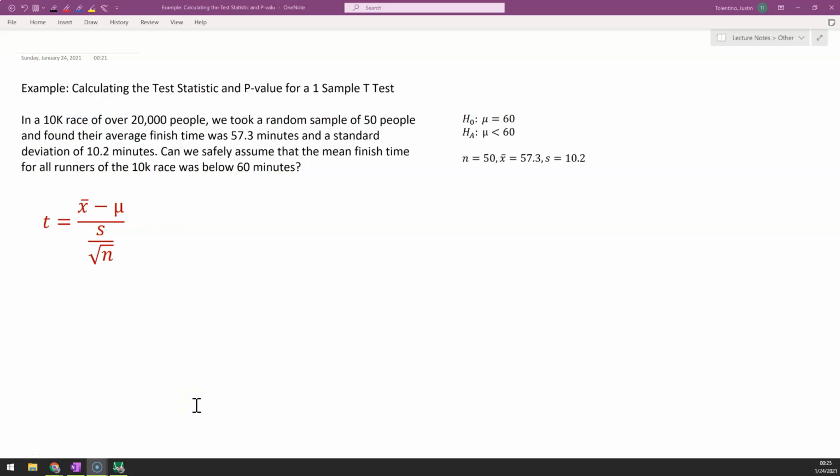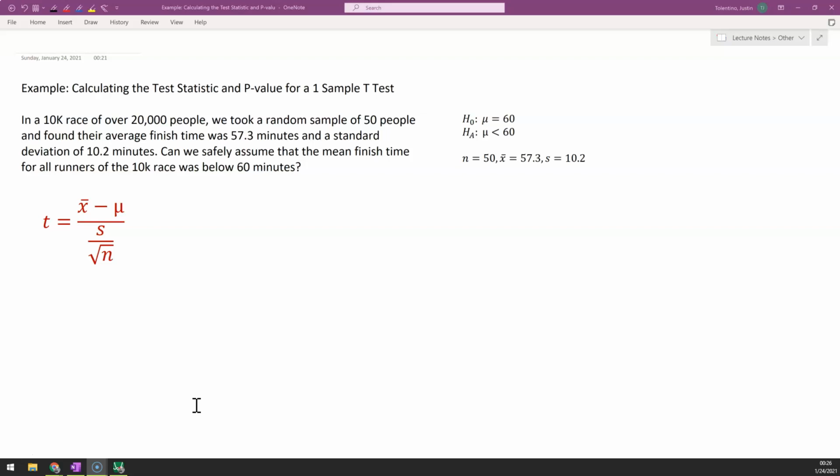Let's look at this example of how to calculate a test statistic and p-value for a one sample t-test. So the problem states that in a 10K race of over 20,000 people, we took a random sample of 50 people and found their average finish time was 57.3 minutes and a standard deviation of 10.2 minutes. Can we safely assume the mean finish time for all runners in the 10K race was below 60 minutes?